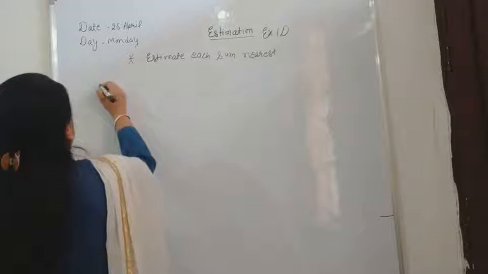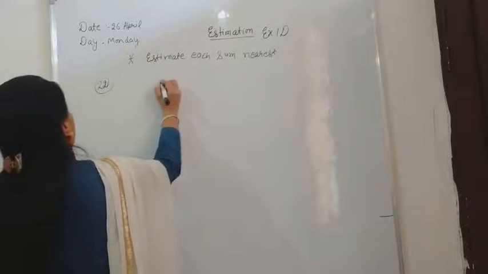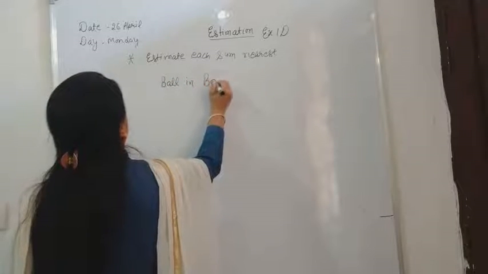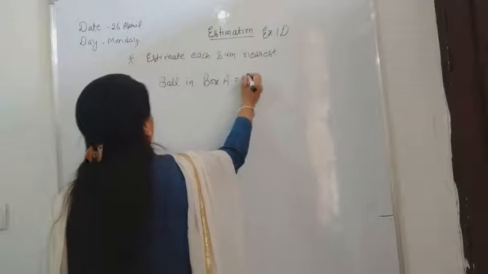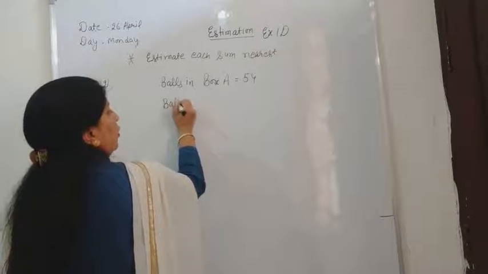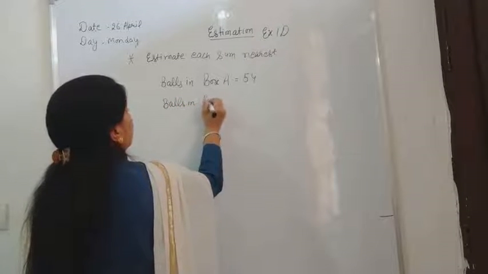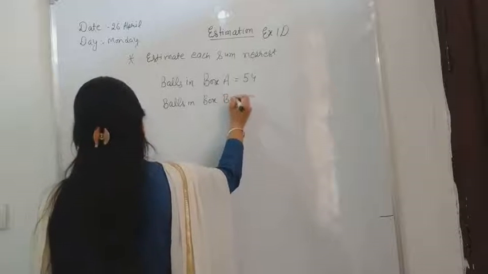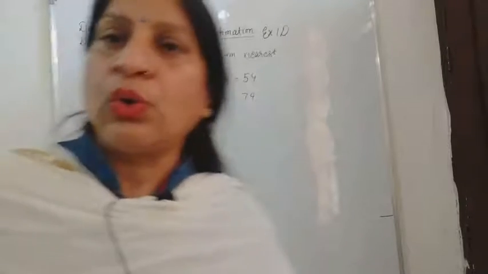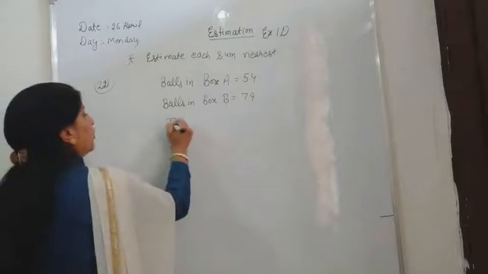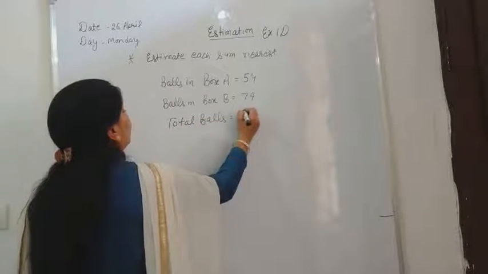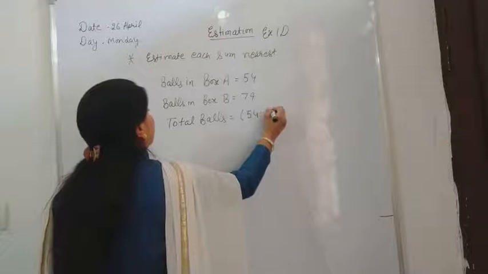First of all, you write balls in box A, that is equal to 54. Now balls in box B, that is equal to 79. Now you have to add the total balls. So you write total balls that is equal to 54 plus 79.